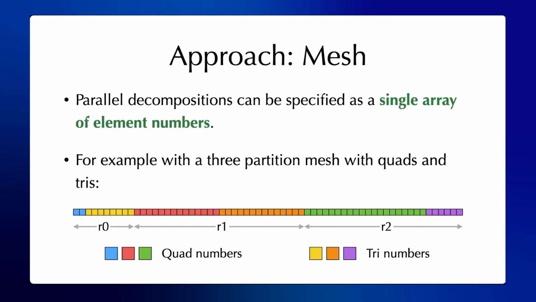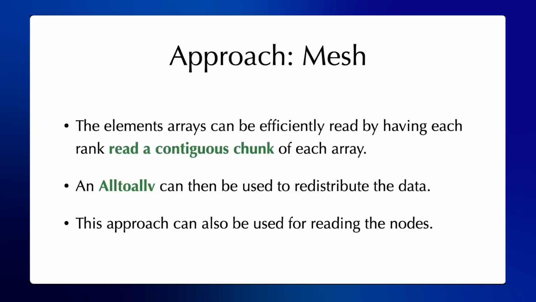So this way, partitionings are very compact, and you can embed multiple different pre-computed partitionings into a mesh. It's just an array, and the metadata tells you where you need to do your reading. Now, how can you efficiently read your elements? Well, the answer is everyone reads a contiguous chunk of every single array in the mesh file, and then you use our good friend all-to-all-v to do the redistribution.